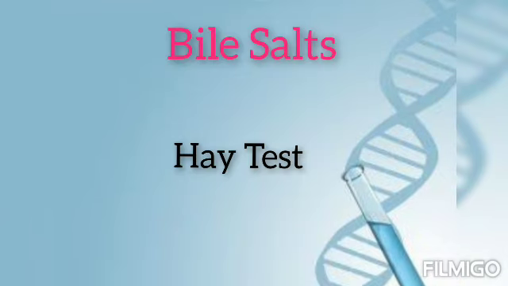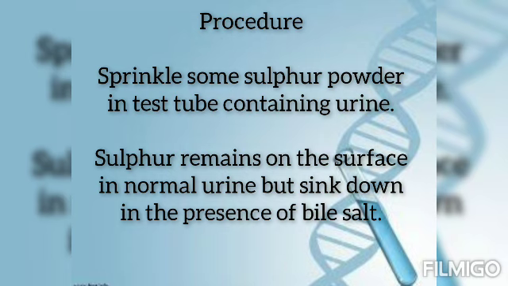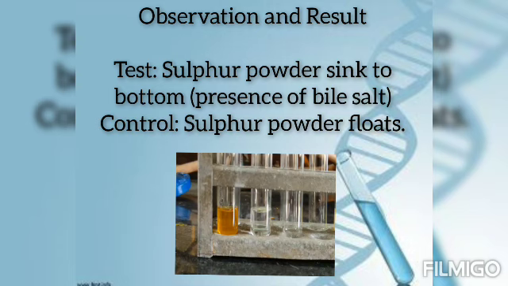Next test is the detection of bile salts. The test is Hay's test. Procedure: sprinkle some sulfur powder in a test tube containing urine. Sulfur remains on the surface in normal urine but sinks down in the presence of bile salt. Observation and result: in the test, the sulfur powder sinks to the bottom, which means the presence of bile salt, and in the control the sulfur powder floats, which means it has no bile salt.